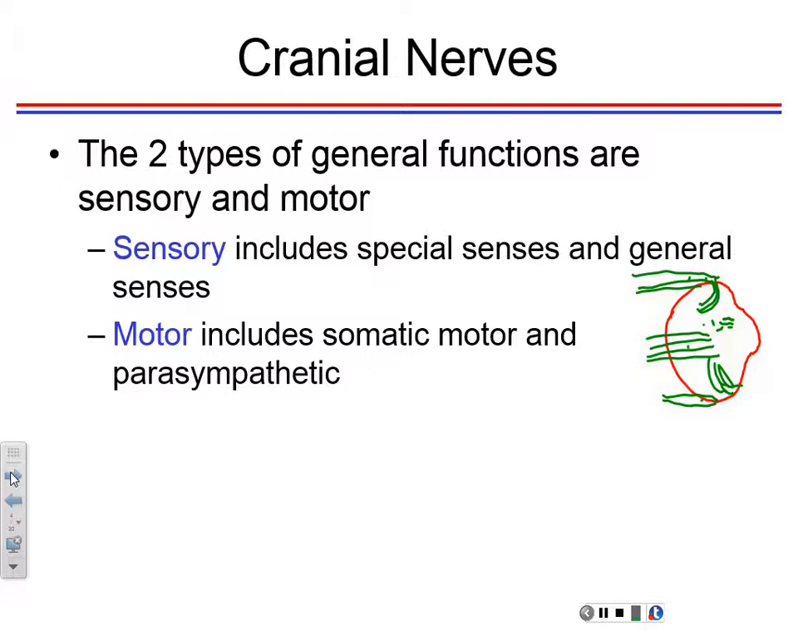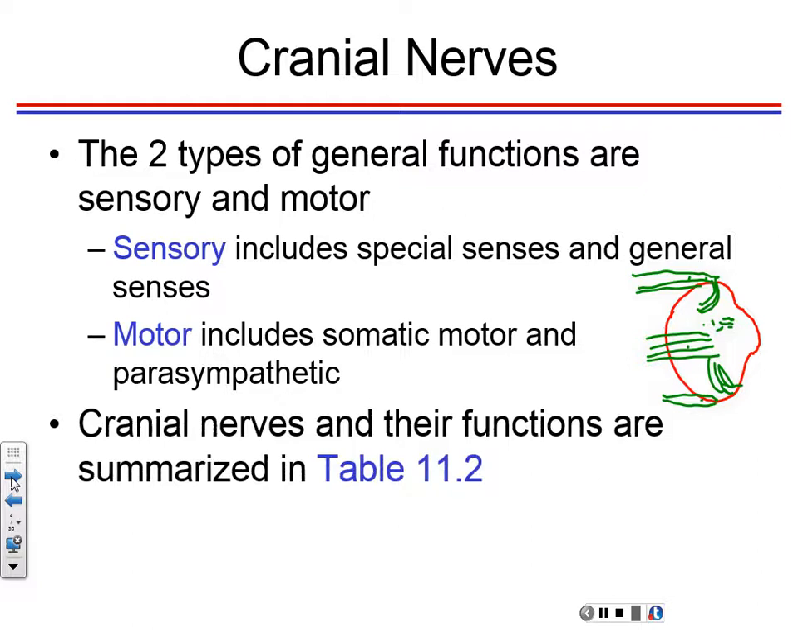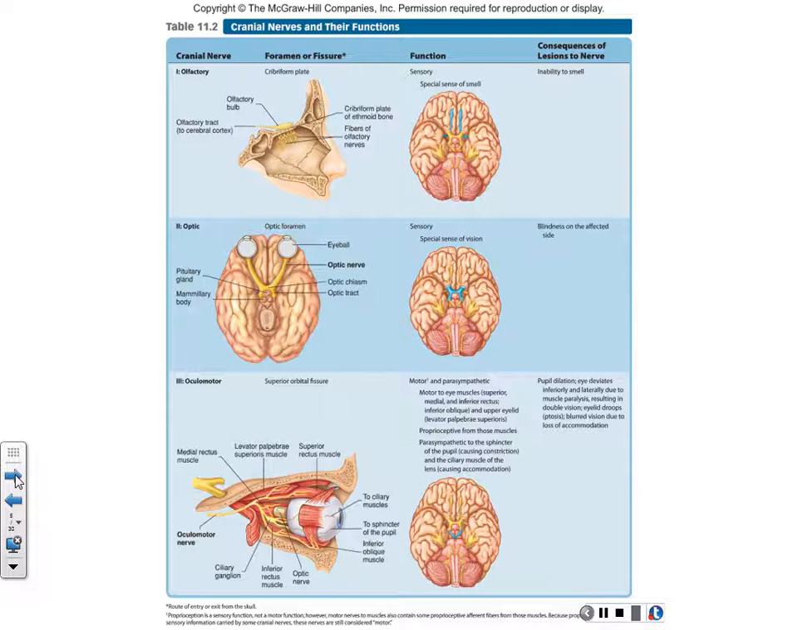So it's sensory for the spatial senses and also the general senses, and then motor for the somatic, or facial muscles, as well as skeletal muscles. And then parasympathetic, which are the soft internal organs. Anything that's automatically controlled also gets motor control from the cranial nerves. And then we'll talk about the functions with that big table. We'll talk about the opening for that particular cranial nerve, and then what happens when there's a lesion. Okay. So the first one is sensory.